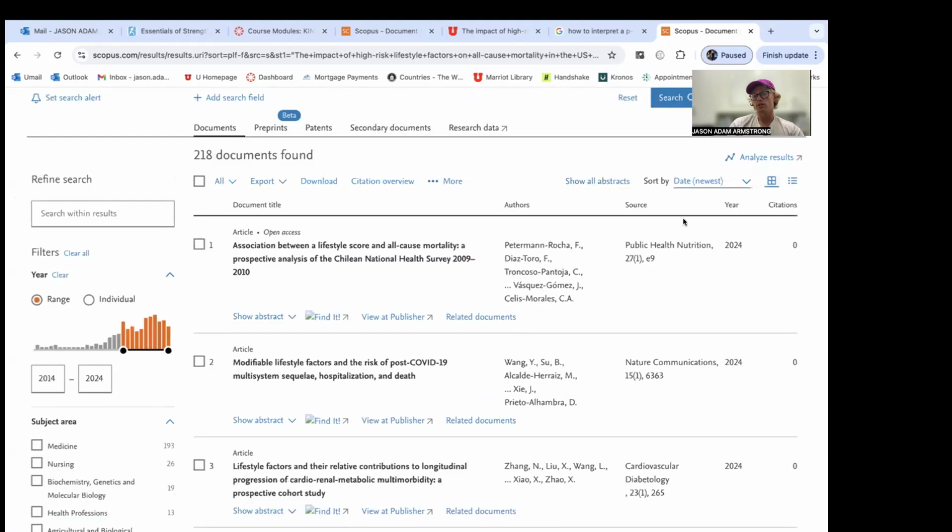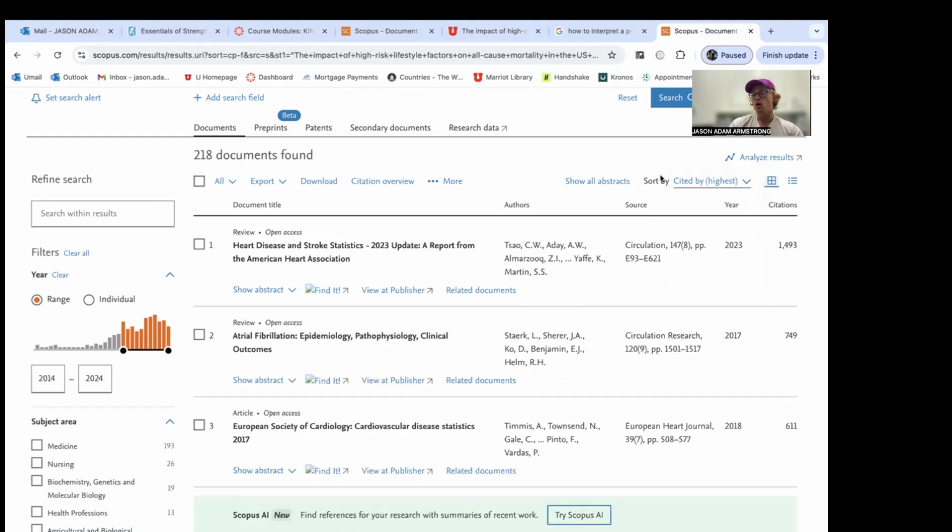Another really useful feature is over here. Maybe I'm interested in the newest research, particularly if I'm a researcher. I want to see, has anything else been published recently on this? But if I'm not trying to produce my own research, I might be interested in papers that had a really big impact. So I'm going to look at all the papers that have the highest citations. In this case, heart disease and stroke statistics, right? That's from the American Heart Association. So big organization, well recognized.